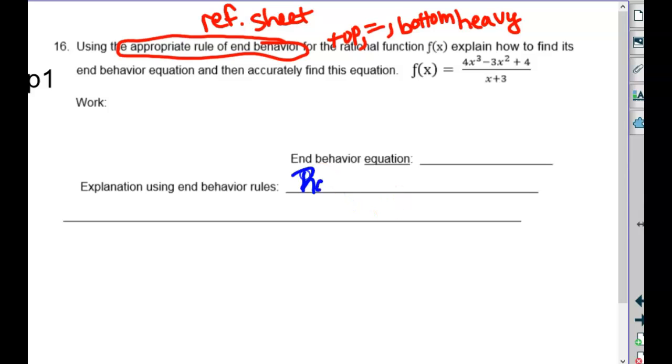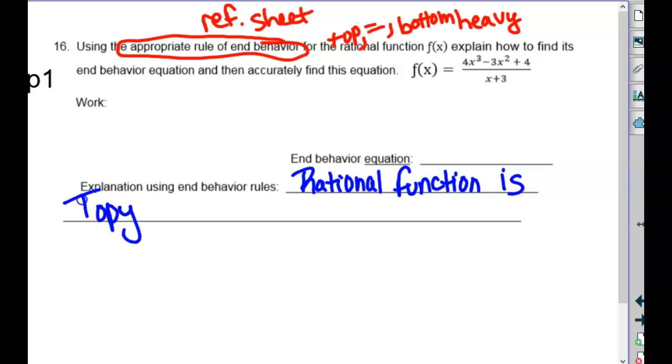Okay, so the rational function is top heavy. Whoops, top heavy. And what does it say to do when the equation is top heavy? It says there's no horizontal asymptote. Great. That's not the answer.